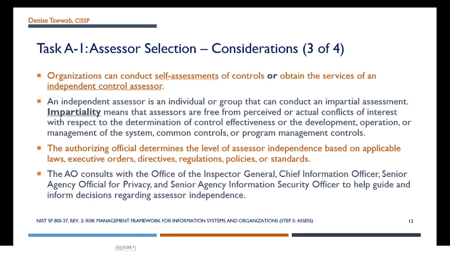The authorizing official determines the level of assessor independence based on applicable laws, executive orders, directives, policies, regulations, or standards. The authorizing official consults with the Office of the Inspector General, Chief Information Officer, Senior Agency Official for Privacy, and the Senior Agency Information Security Officer to help guide and inform decisions regarding assessor independence.